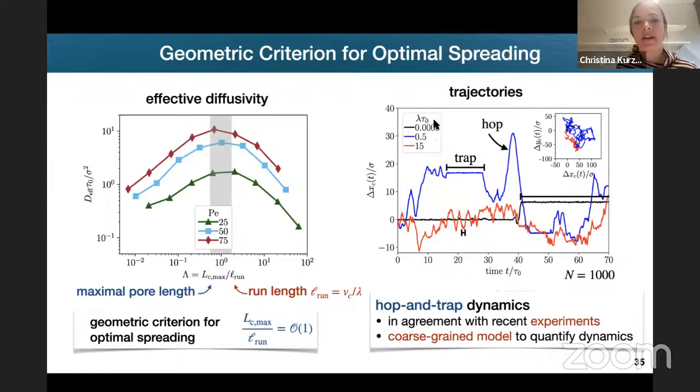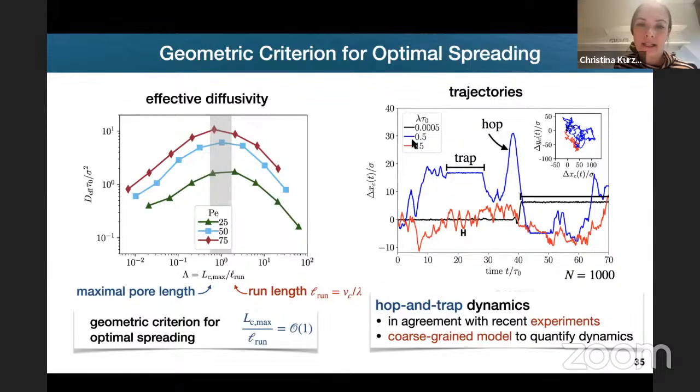If we have a really small reversal rate, you see that the cells seem trapped for very long times, and they can only hop very, very rarely. Now if you take lambda really large, to 15, for example, we see a lot of forward and backward motion. So there are really small trapping phases, but the displacements are also not very large.